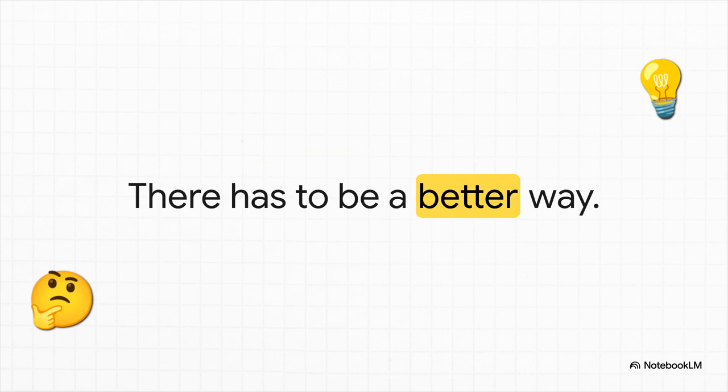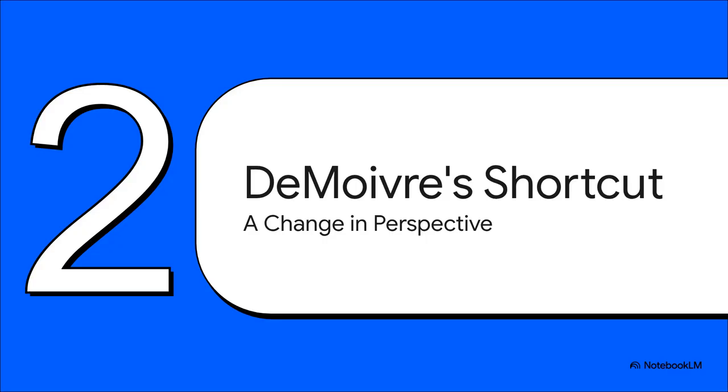And yeah, thankfully, there is a better way. But to get there, we have to stop thinking about this problem as just a multiplication marathon. We've got to start looking at it from a completely different angle. And that brings us to de Moivre's elegant shortcut. See, the secret isn't about multiplying faster. No, it's about changing our whole perspective. It's about using a much, much more powerful way to write these numbers in the first place.